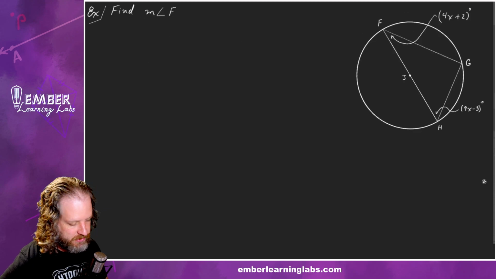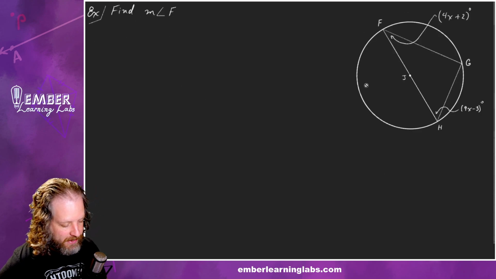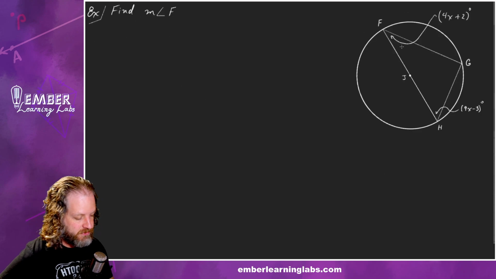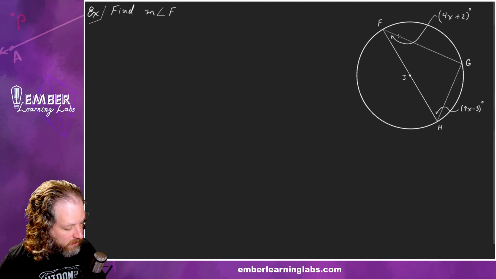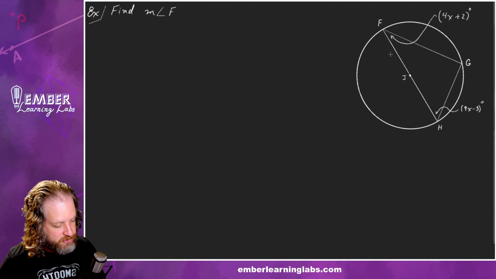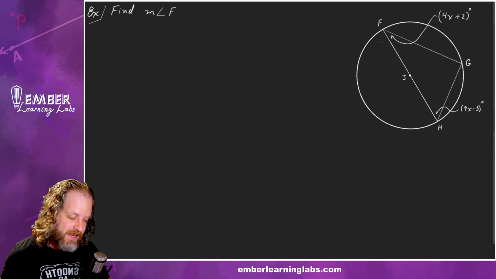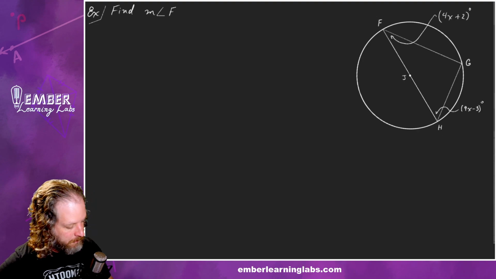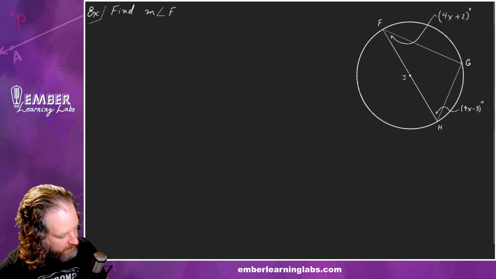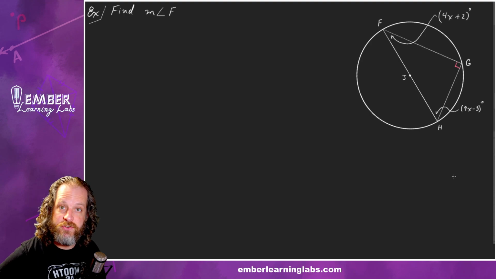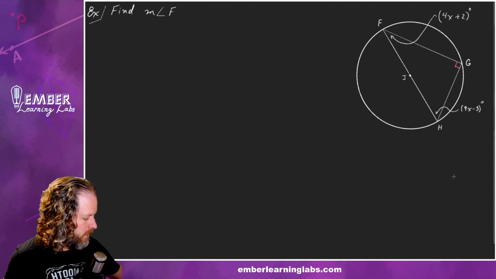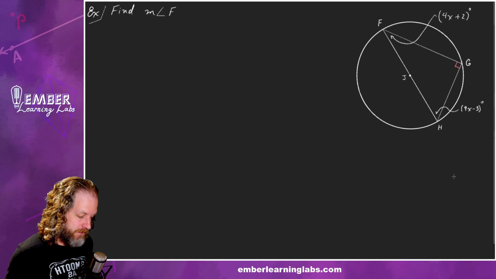Let's do an example using this one. So we're going to find the measure of angle F. So that's this angle right here. Let's take a look at what we got here. Well, this is labeled as the center. So this FH is a diameter, which would make this angle right here, this angle G, a 90-degree angle, right?